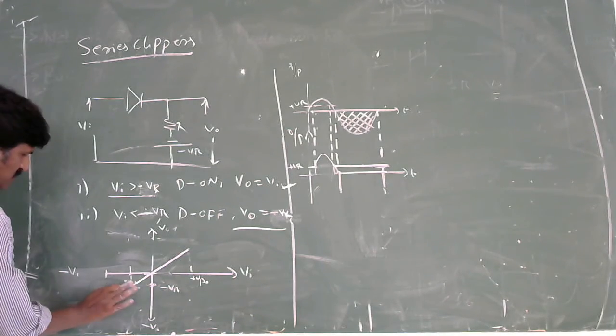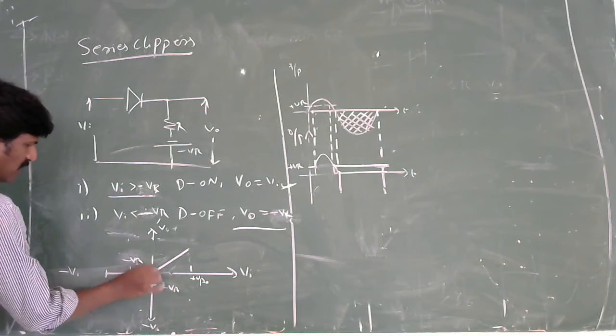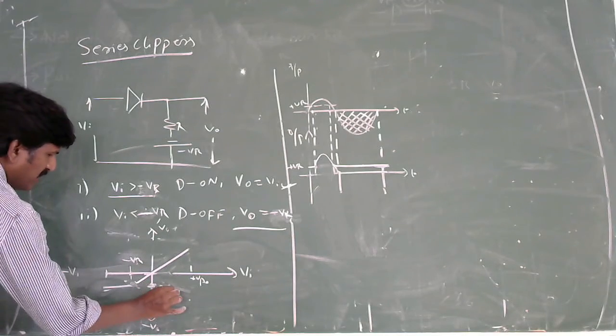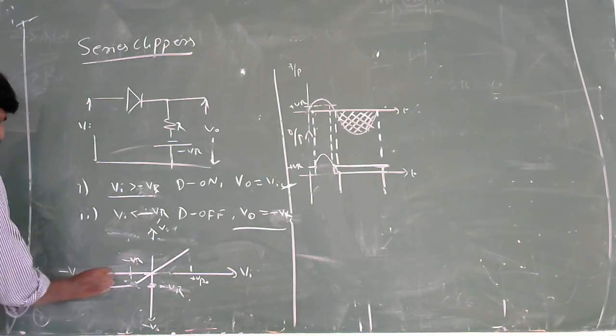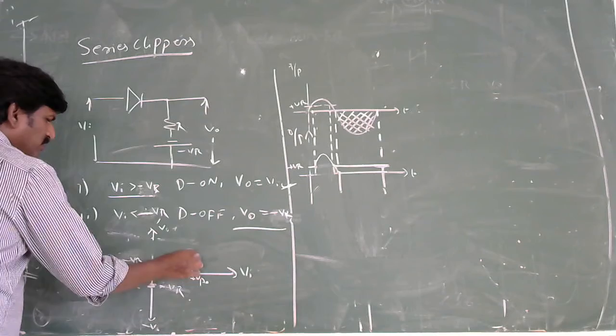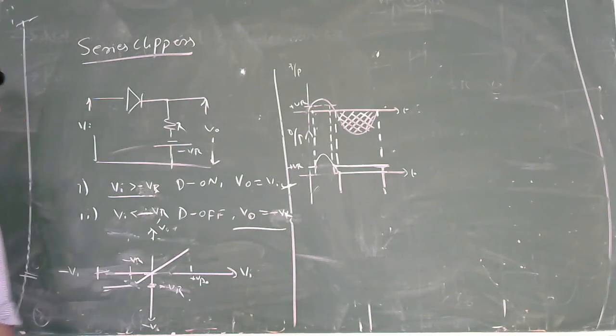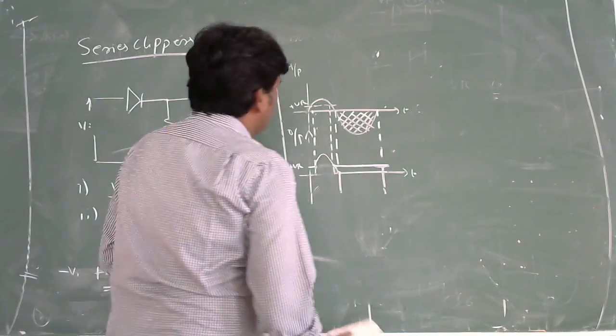Here, what is this one? This point is the minus VR. Here you will get the maintained output voltage, which is positive, the plus VR. So it is going to be extended up to the positive peak, and this is going to be the negative peak. Then what are the input and output relationships?